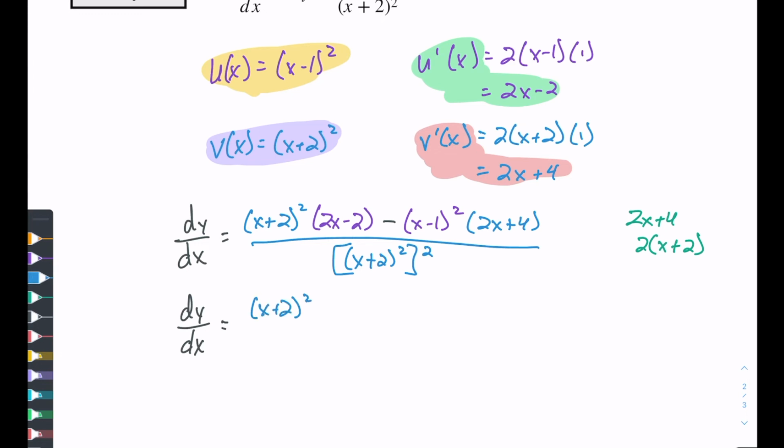x plus 2 squared times 2x minus 2, minus, again, it's kind of a long drawn out process here, times 2 times x plus 2, and all of that is over x plus 2 now to the 4th power. Remember, a power of a power, we just multiply those exponents together, so we have the 4th power.